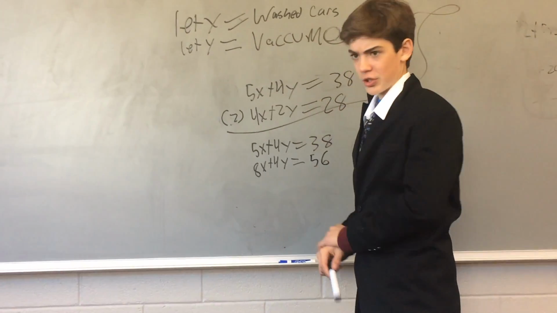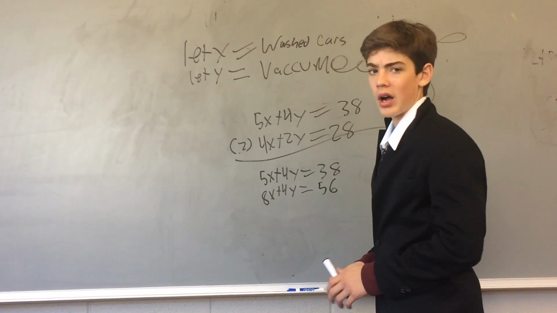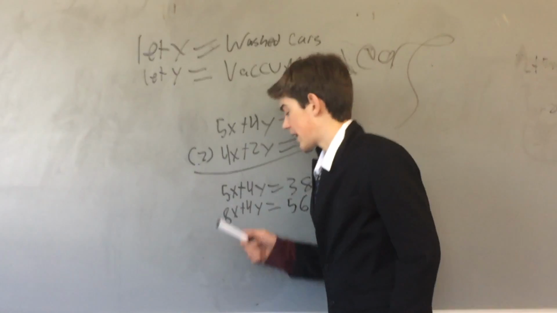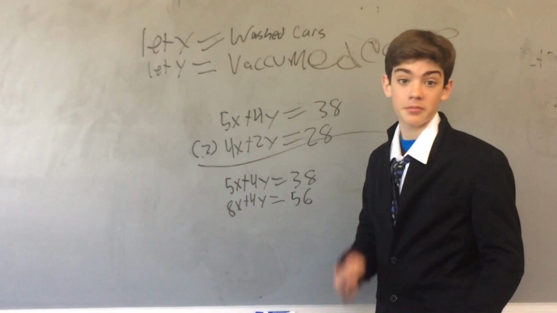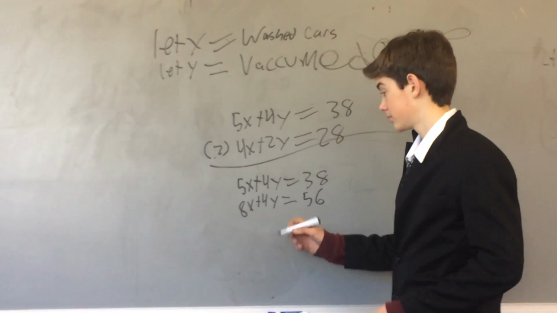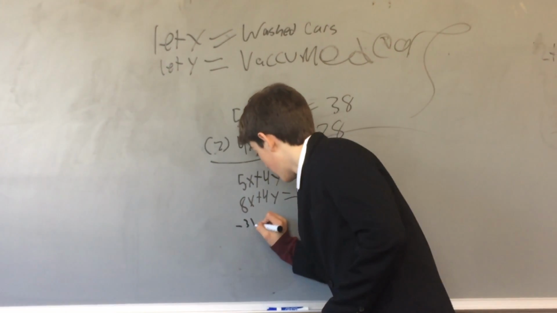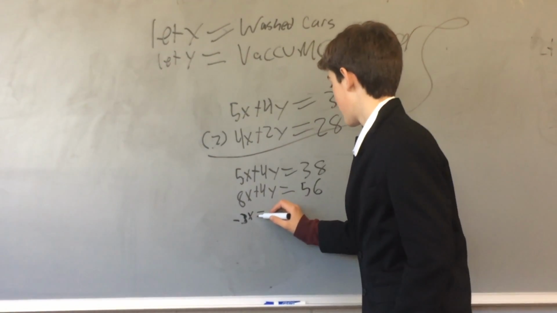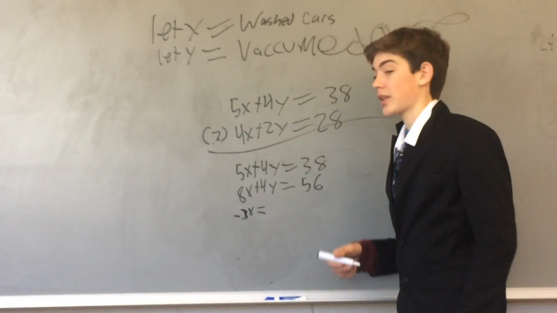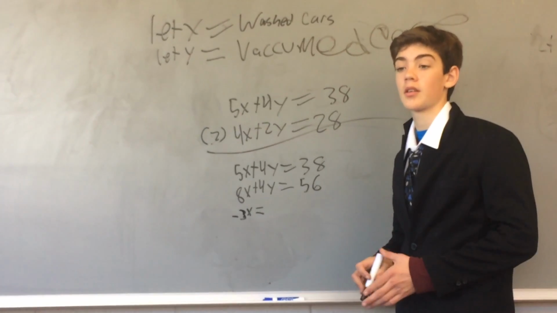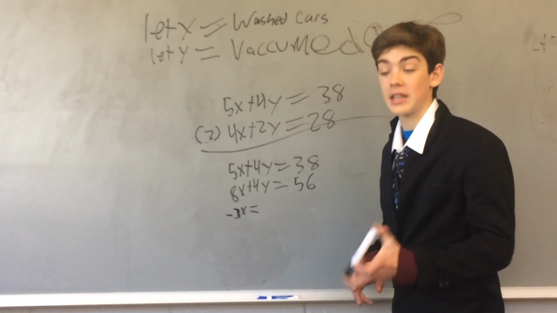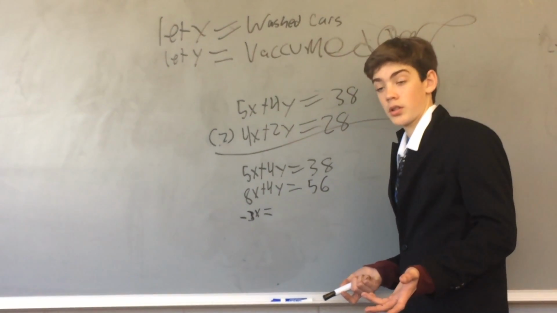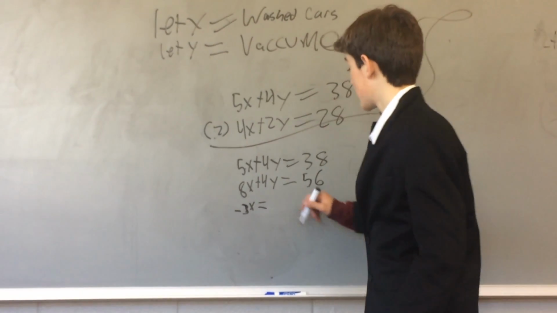Alright, so now what you're going to do is get rid of the y by subtracting. So what is 5 minus 8? Negative 3. And 4 minus 4 is 0, so you're going to take that out. What is 38 minus 56? Get a calculator. I know you're not that smart. Negative 18. Way to use your calculator.